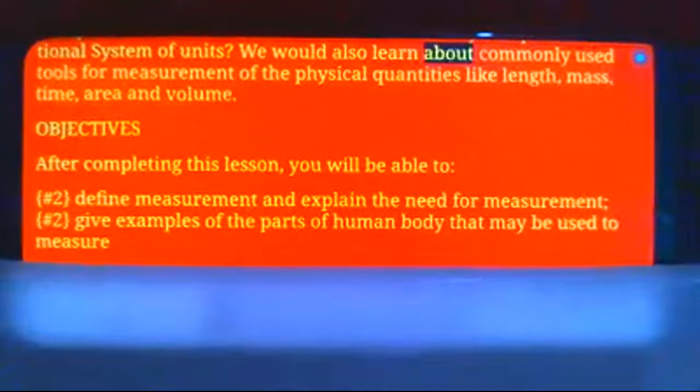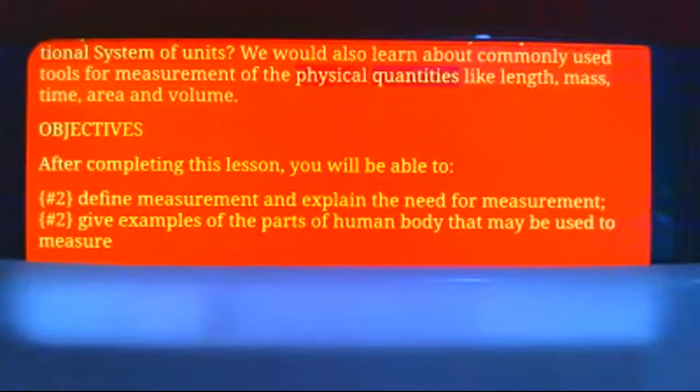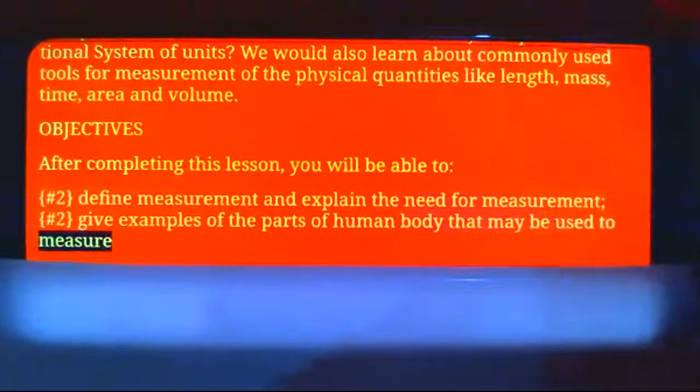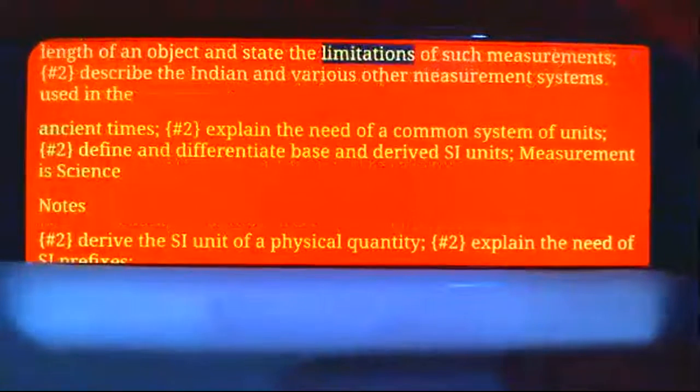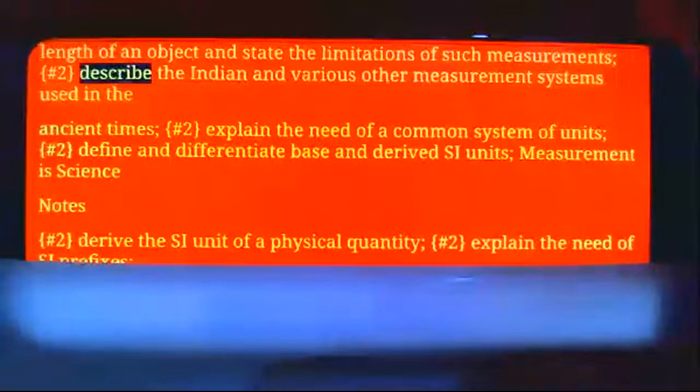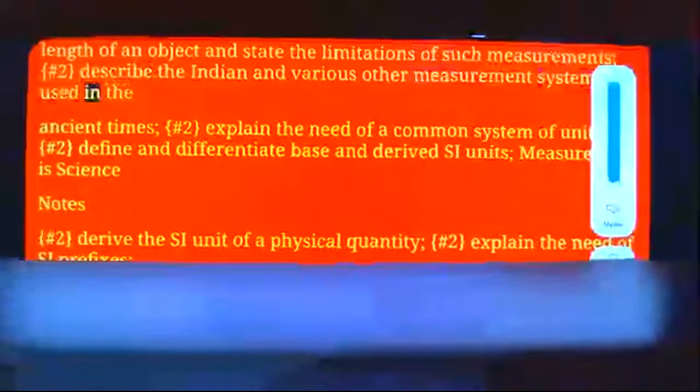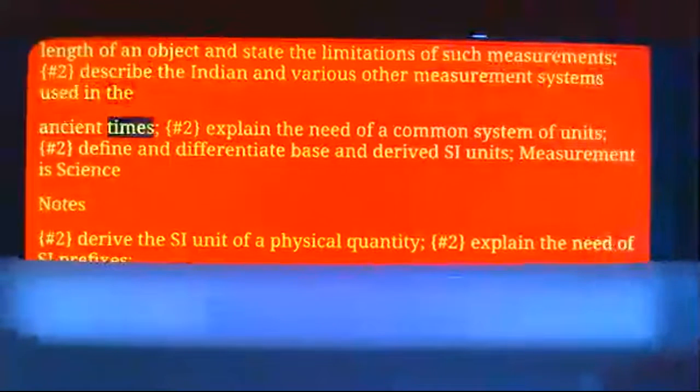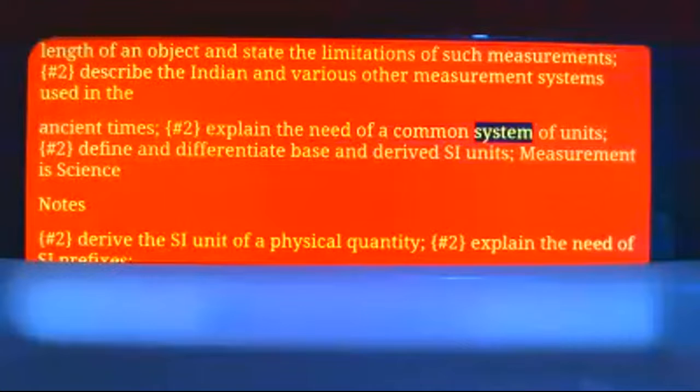We would also learn about commonly used tools for measurement of the physical quantities like length, mass, time, area, and volume. Objectives. After completing this lesson, you will be able to: 1, define measurement and explain the need for measurement. 2, give examples of the parts of the human body that may be used to measure length of an object and state the limitations of such measurements. 3, describe the Indian and various other measurement systems used in ancient times. 4, explain the need of a common system of units.